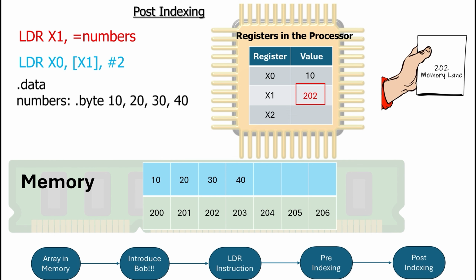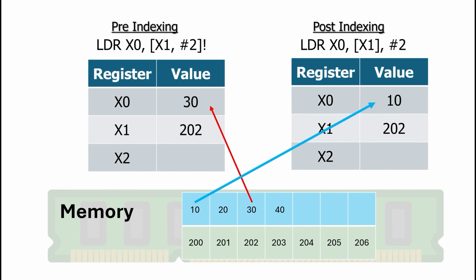just like Bob updating his paper with the new address 202. Remember, Bob first picks up the package from the first house before updating the address. Similarly, the processor first copies the value from the memory before modifying the register. That's how post-indexing works. Instead of updating the address first, like pre-indexing, here we fetch the value first and update the address next.